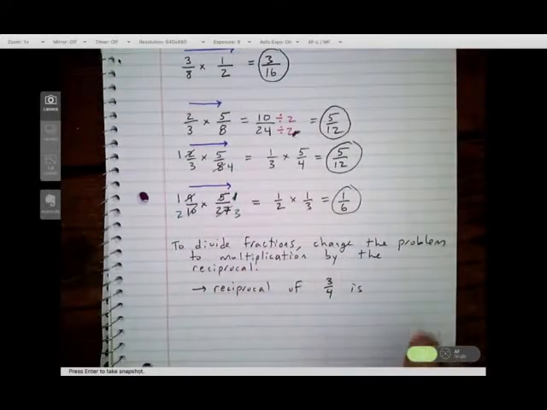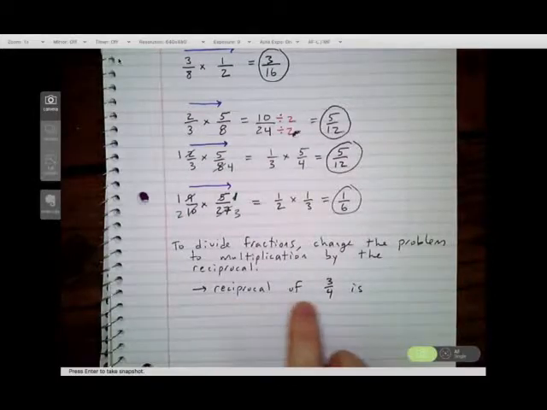Okay, so to divide fractions, we're going to change the problem to multiplication by the reciprocal. So let me remind you, what's the reciprocal of a fraction?